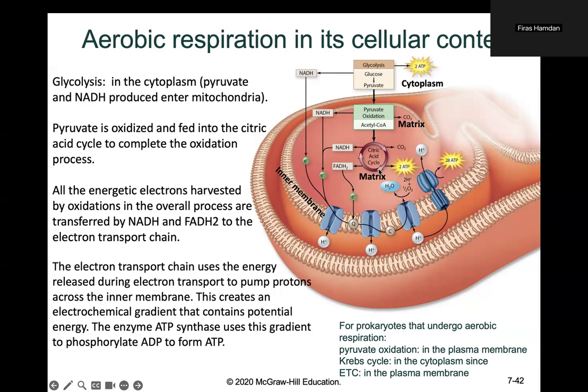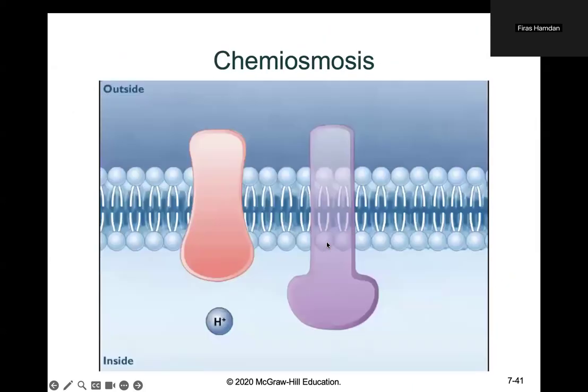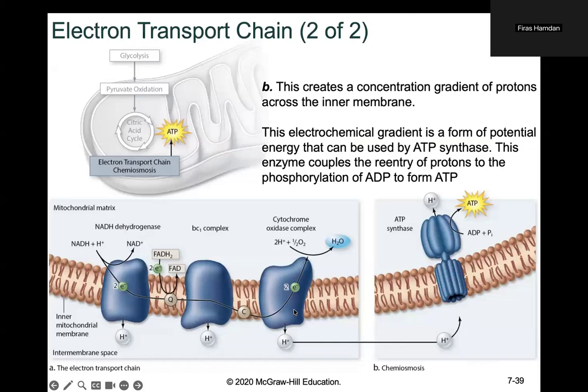This then enters your citric cycle, where it is further decarboxylated, because acetyl CoA is just two carbons, and you remove two carbons here. But meanwhile, you're oxidizing it and releasing a lot of NADH and FADH2. These then come inside and pass on their electrons to your electron transport system. Your NADH dehydrogenase will take the electrons from NADH and pass them to ubiquinone. Ubiquinone gives them to the BC1 complex, which gives them to cytochrome C. Cytochrome C then gives them to the cytochrome oxidase complex.